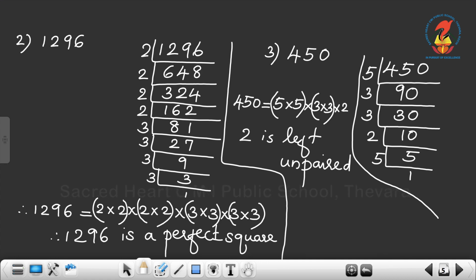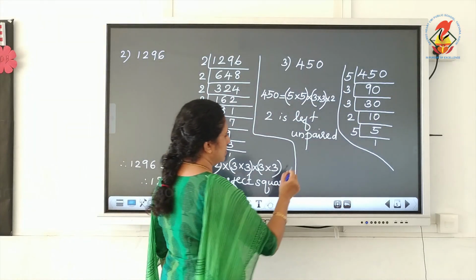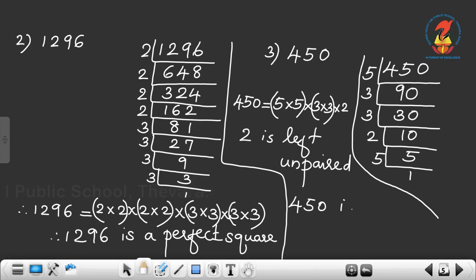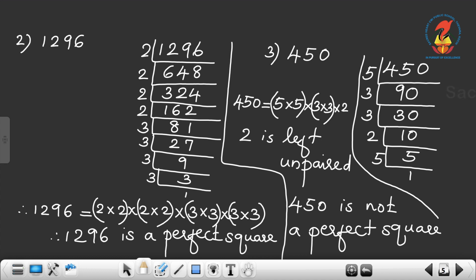Then, can we say that 450 is a perfect square? No. 450 is not a perfect square. So, we can say that 450 cannot be expressed as the product of pairs of equal factors. Therefore, 450 is not a perfect square.